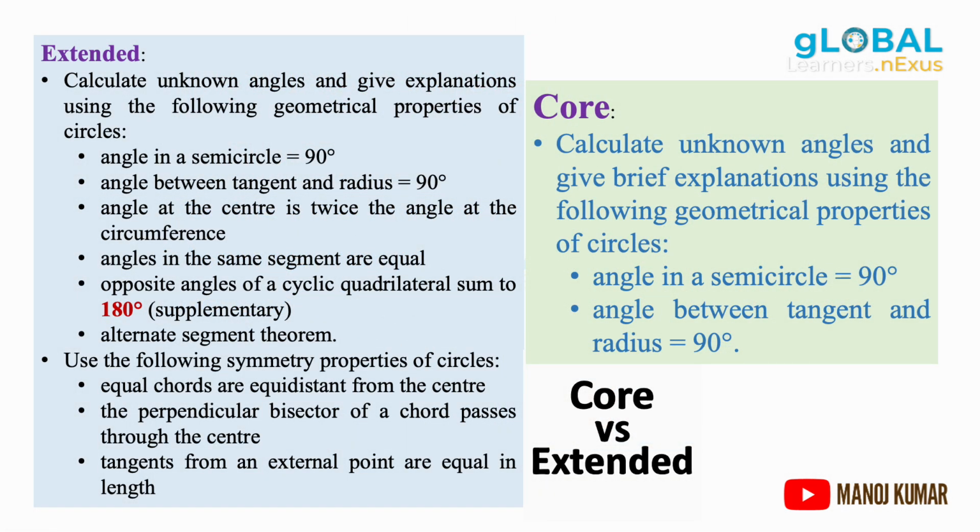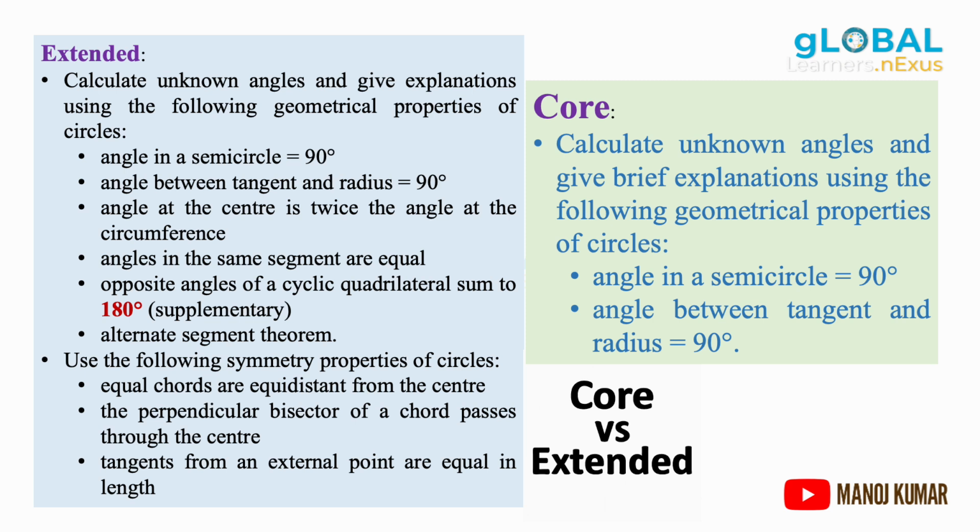To solve problems on circle theorems, you must know the required content for the core and extended syllabuses. For core, calculate unknown angles and give brief explanations using two facts. Angle in a semicircle is equal to 90 degrees. An angle between a tangent and a radius is equal to 90 degrees.